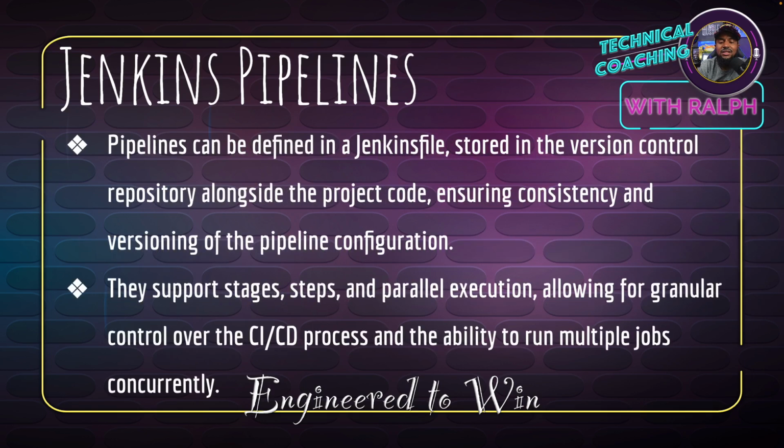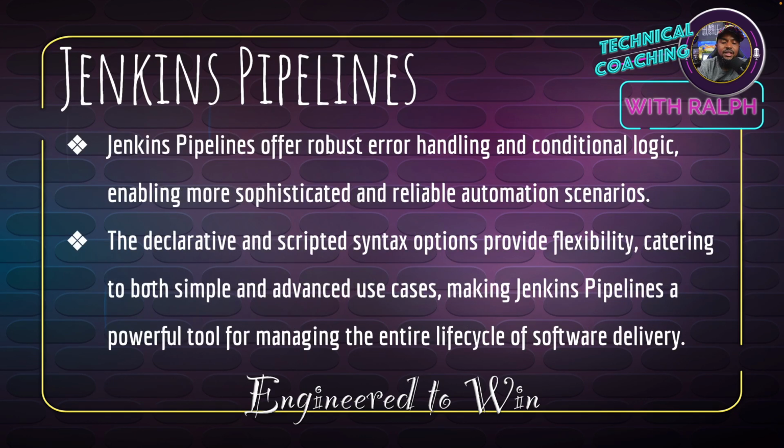Right, so pipelines can be defined in a Jenkinsfile stored in a version control repository alongside the project code, ensuring consistency and versioning of the pipeline configuration. They support stages, steps, and parallel execution, allowing for granular control over the CI/CD process and the ability to run multiple jobs concurrently. So like I said, this is all to support the CI/CD process so that we can be more efficient and more effective in the work that we're doing. And we can also be more confident that consistency in the work that we're doing is met. Jenkins pipelines offer robust error handling and conditional logic, enabling more sophisticated and reliable automation scenarios.